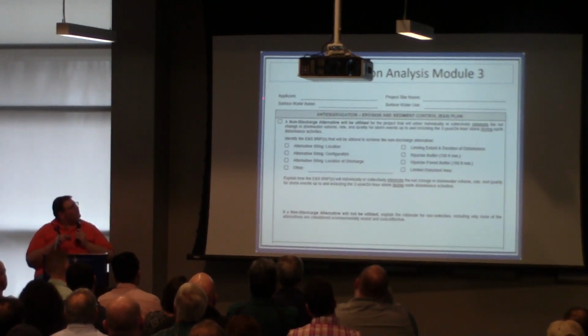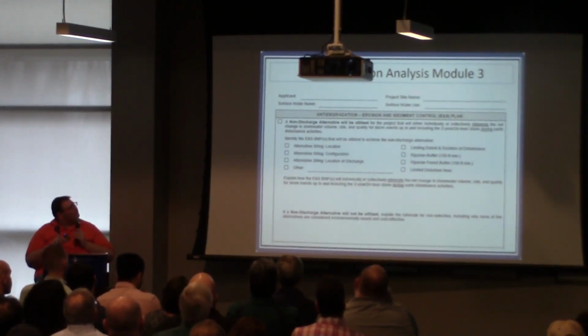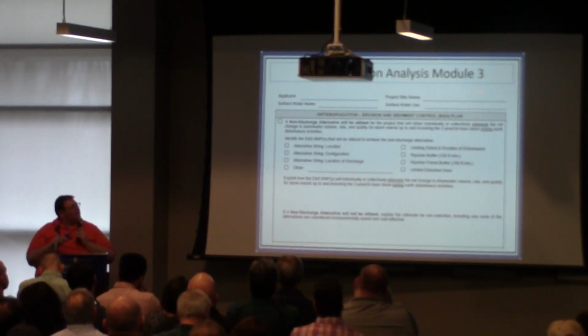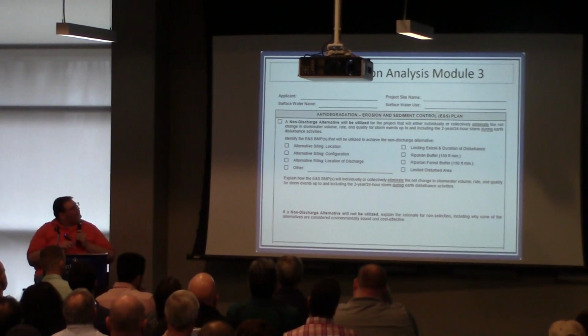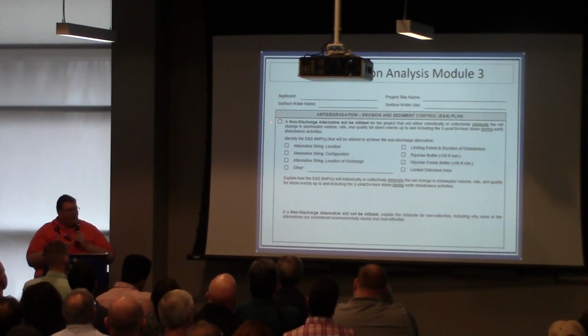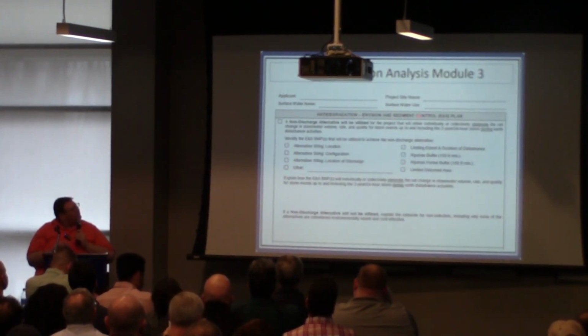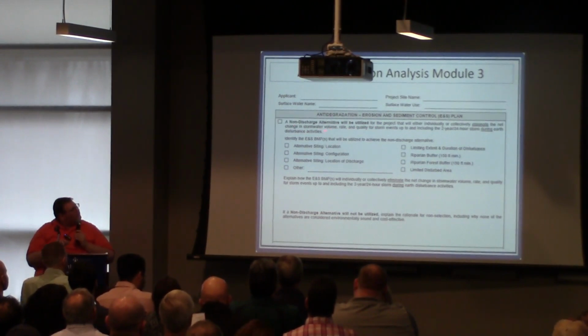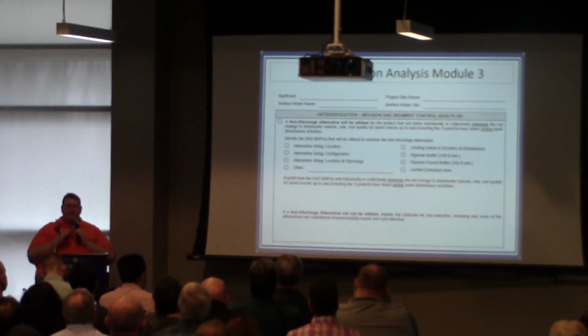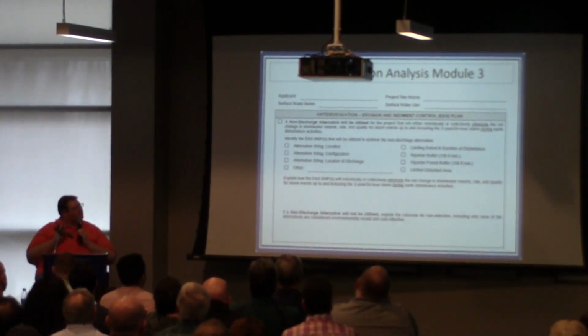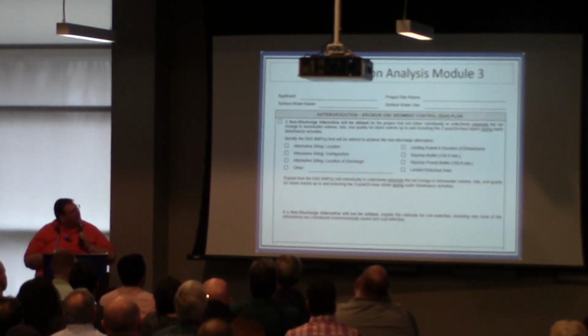So at the top of this, you're going to be filling out the basic information that you're going to see on just about every one of the modules. Then it talks about non-discharge alternatives. So again, nothing new here. You used to do this on the old NOI. All the BMPs are here, and this happens to be for the ENS. Again, you had to do it for ENS before.